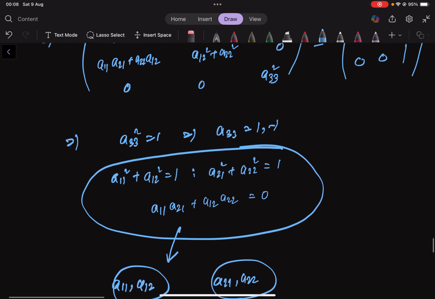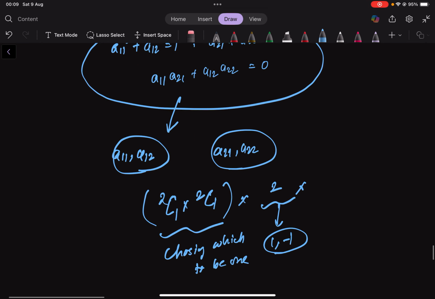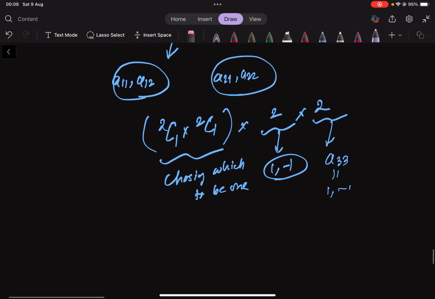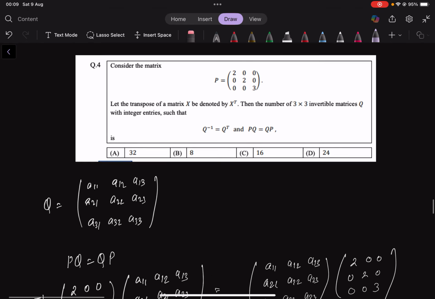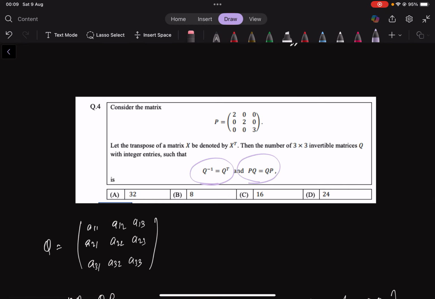Now we also need to take A33 into account, so I multiply by 2 for that because A33 can be either 1 or minus 1. So these are the different values of Q. So 2 into 2 into 2 into 2. In total we find around 16 matrices for these two conditions to be possible. So that's it for this video.